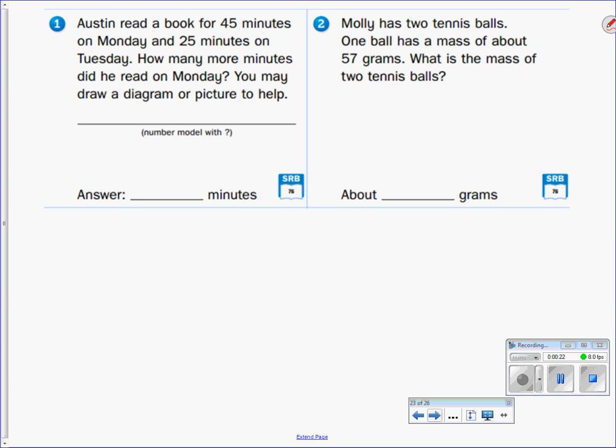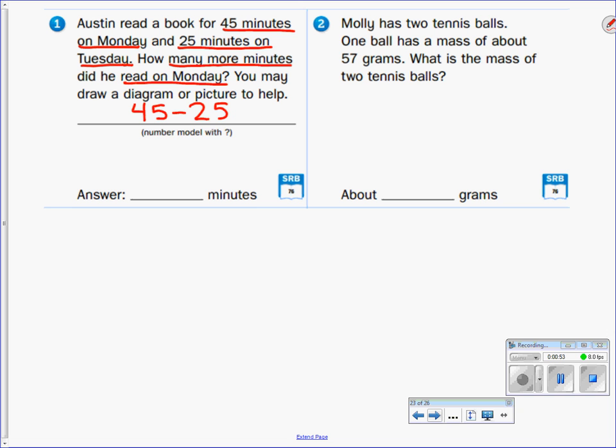Okay, what we know is that he read a book for 45 minutes on Monday and 25 minutes on Tuesday. And what we want to find out is how many more minutes he read on Monday. So we're looking for a difference. And remember, boys and girls, when we look for a difference, we talked about that. Subtraction is a good way to go. So we could take 45 minus 25.